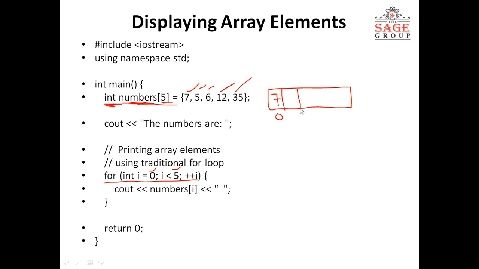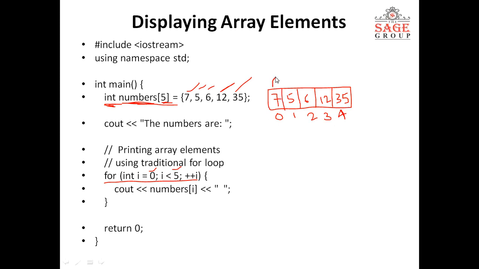At index number 1, we have what? 5 is stored. Index number 2, 6 is stored. Index number 3, 12 is stored. And at last, index number 4, we have 35. So index is starting from 0 to 4. So length is 5. Fine.